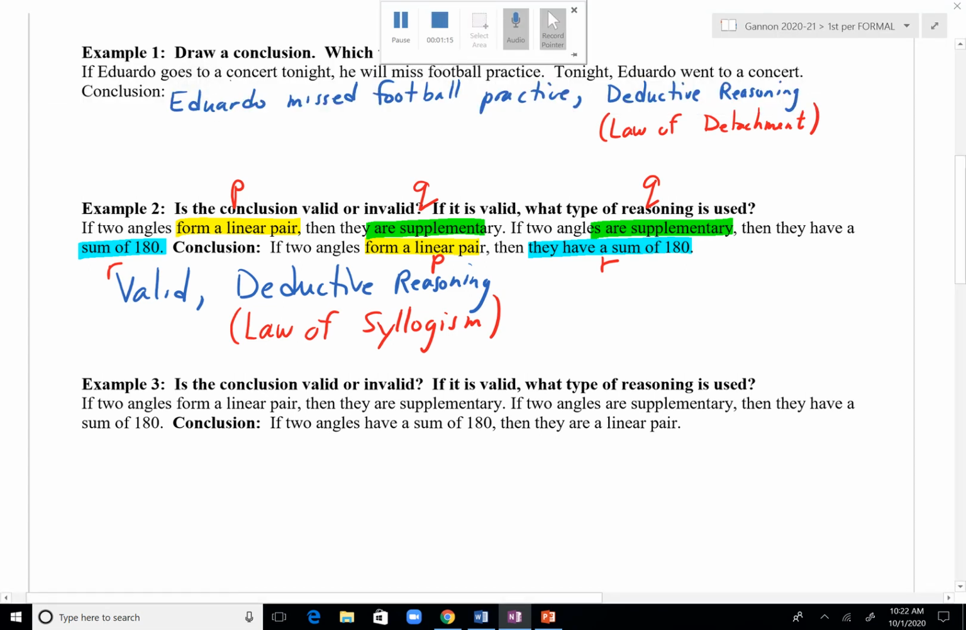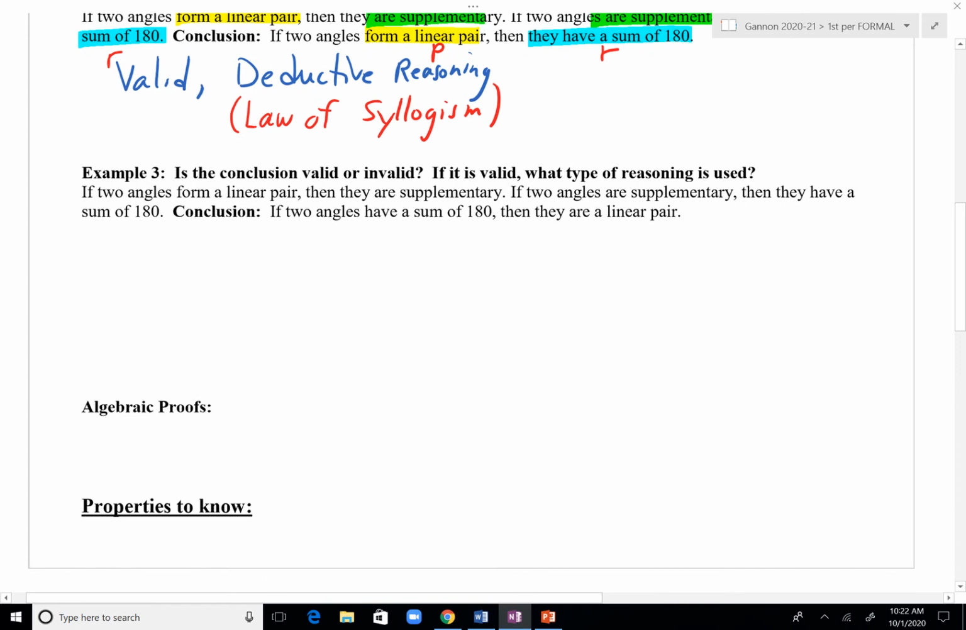Now, in example 3, we have the same question. Is the conclusion valid or invalid? If it's valid, what type of reasoning is used? So we have a statement, if two angles form a linear pair, then they are supplementary. Same theorem we used before. If two angles are supplementary, then they have a sum of 180 degrees. The conclusion, if two angles have a sum of 180 degrees, then they are a linear pair.